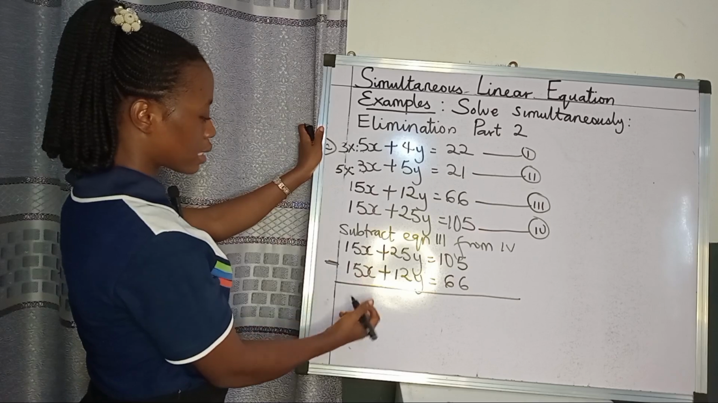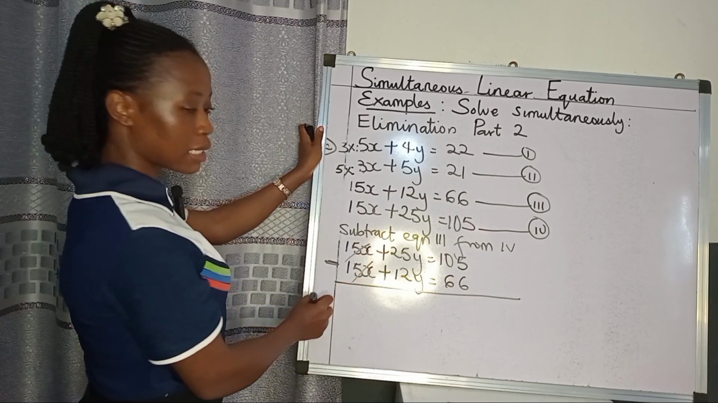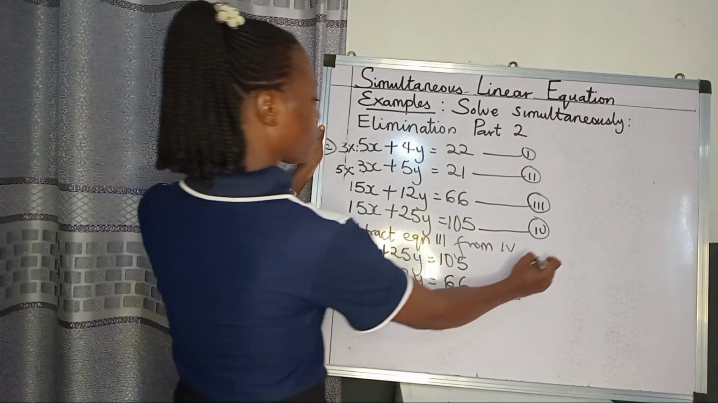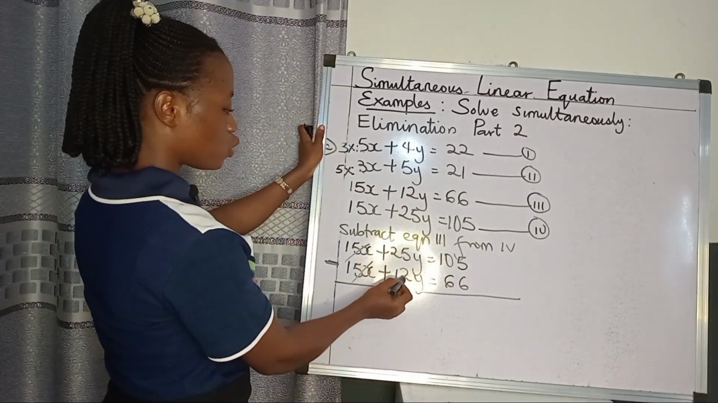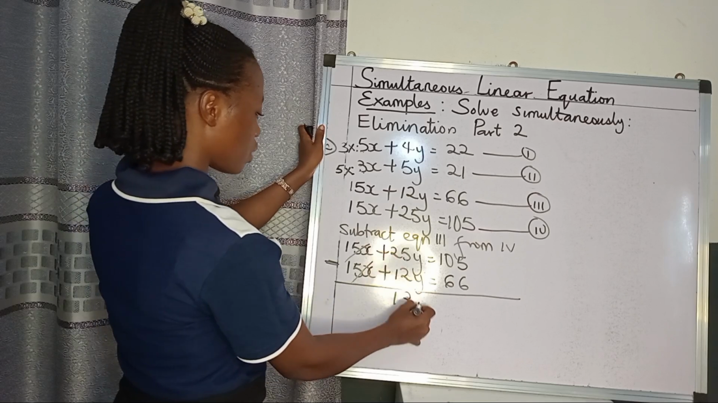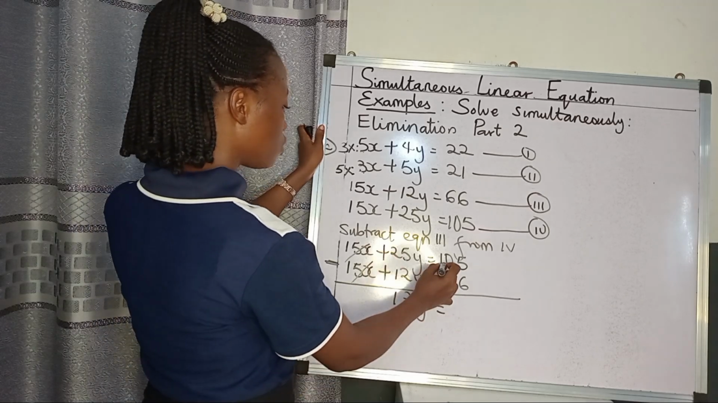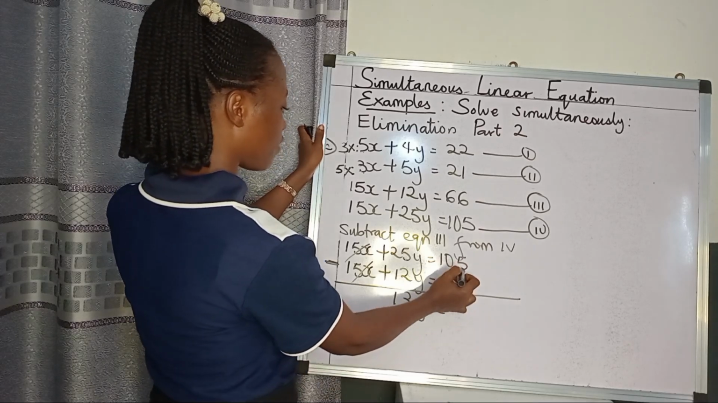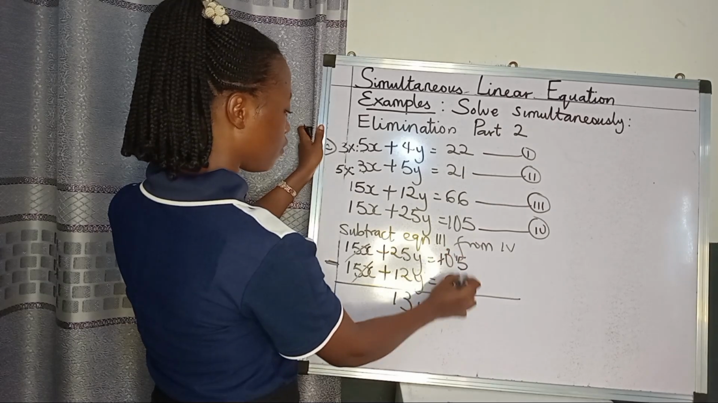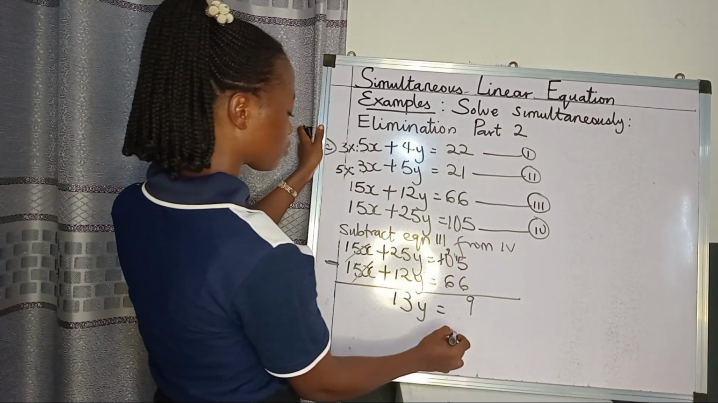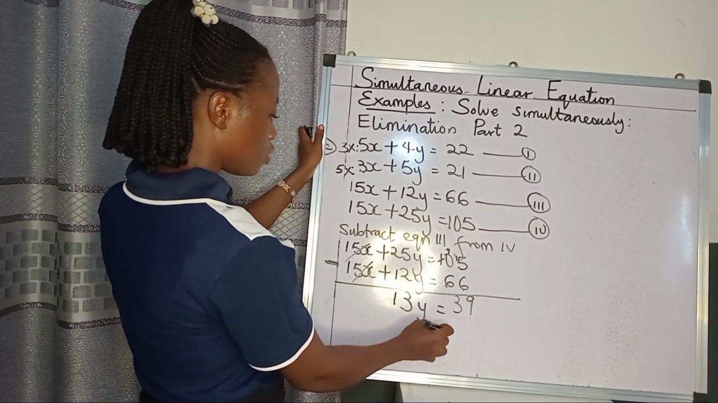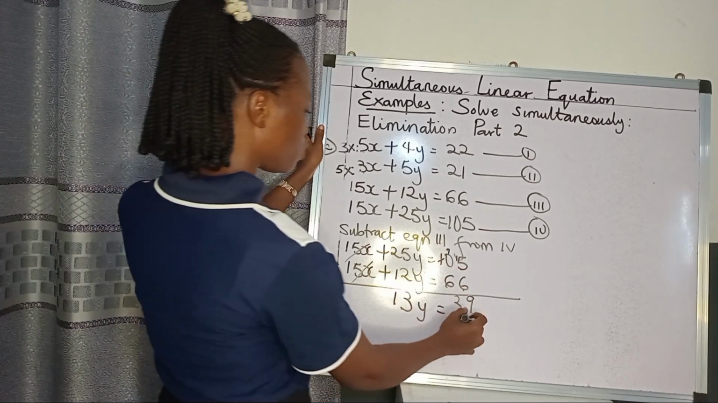15x minus 15x is 0. In other words, x has been eliminated. Now 25y minus 12y. 5 minus 2 is 3. 2 minus 1 is 1. So I'm going to have 13y. 105 minus 66. 5 minus 6 is not possible, so we borrow 1 here. This will remain 9. 15 minus 6 is 9. Then 9 minus 6 is 3. So we have that 13y is equal to 39.